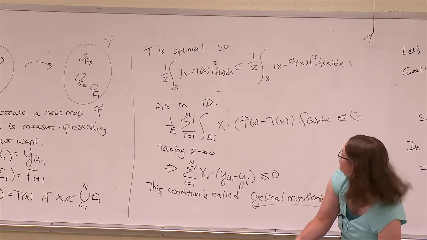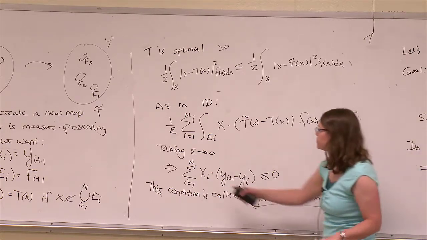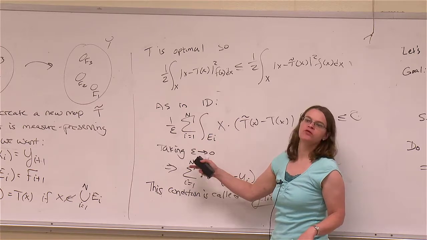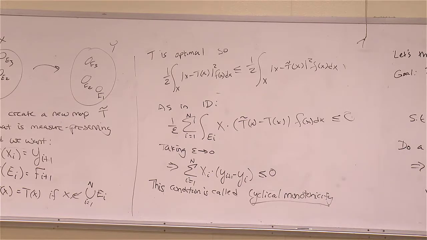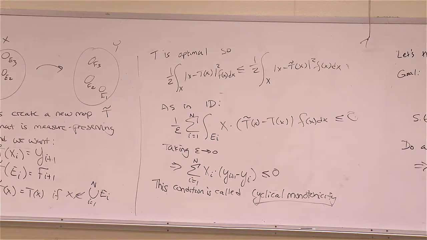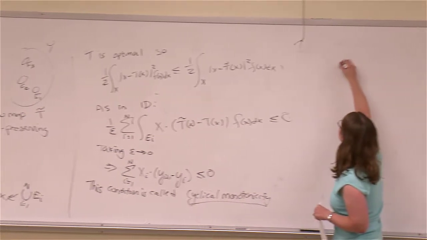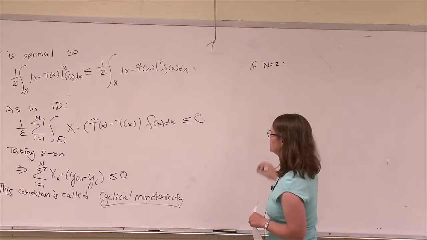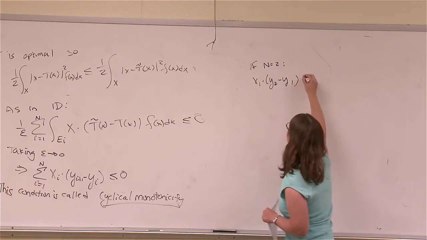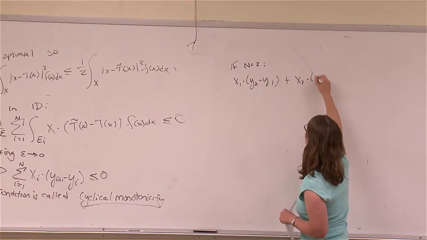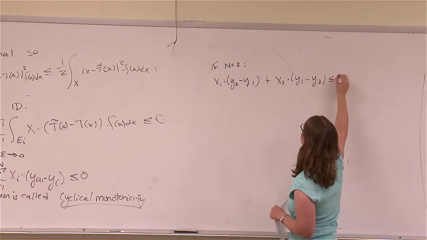Let me actually write it down for 2 points. What we require is that this holds for n equals 2, for n equals 3, for n equals 4, for n equals 5. For any number of points that you choose, this condition has to hold. So it's stronger, certainly, than just plain old monotonicity. But just to give a little intuition, if capital N equals 2, what do we get? We get that x1 dotted with y2 minus y1 plus x2 dotted with y1 minus y2 is less than or equal to 0.